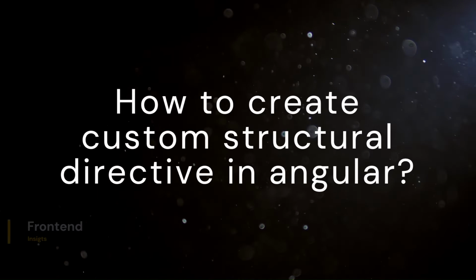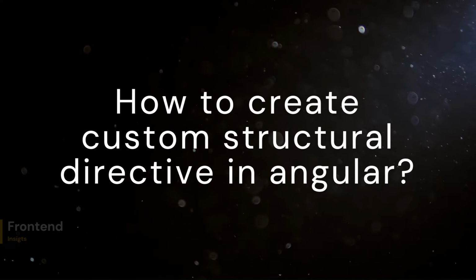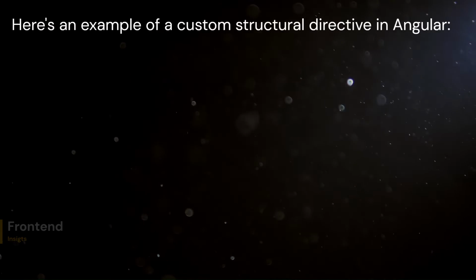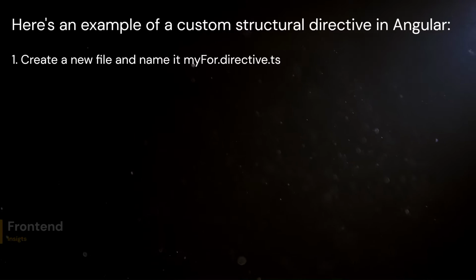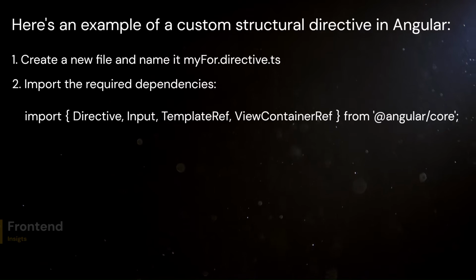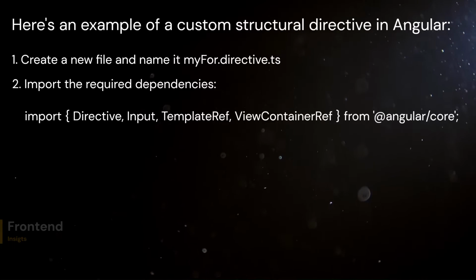How to create a custom structural directive in Angular? Here is an example of a custom structural directive in Angular. Step 1. Create a new file and name it myFor.directive.ts. Step 2. Import the required dependencies.